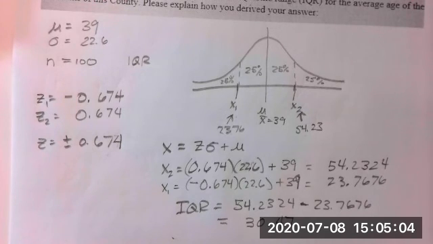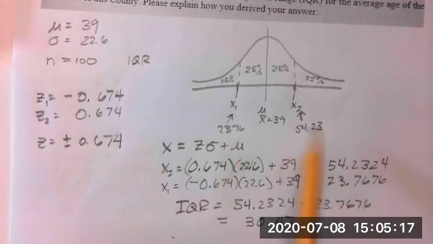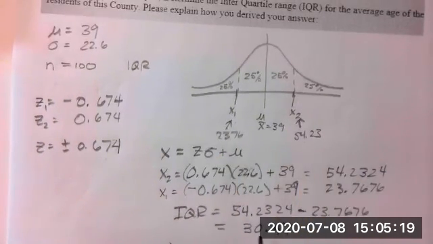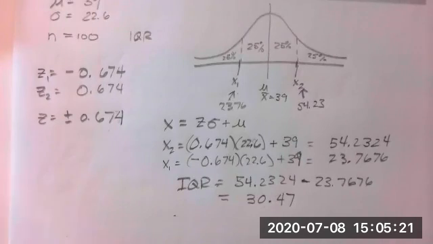So the middle half of the population spans 30.47 years. From here to here, the range is 30.47. All right.